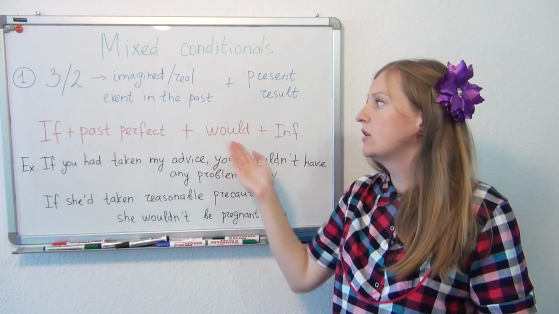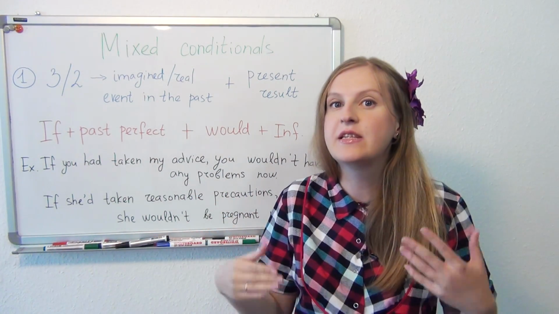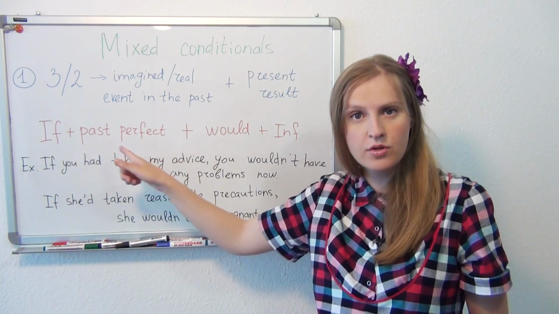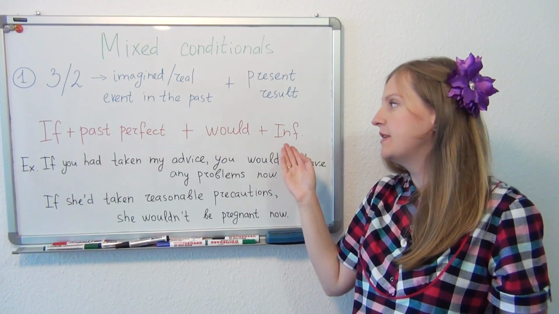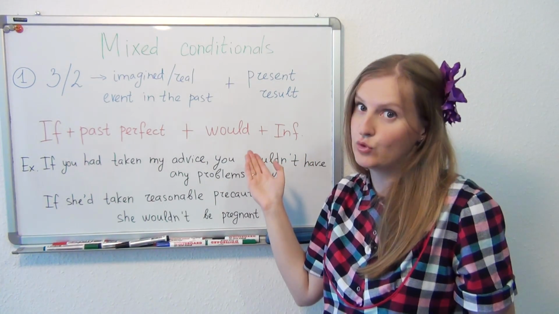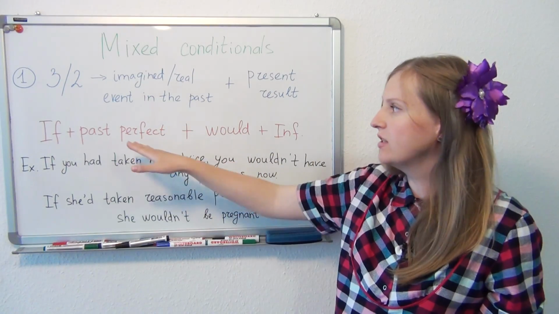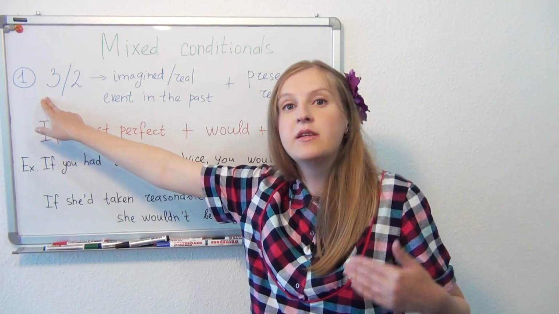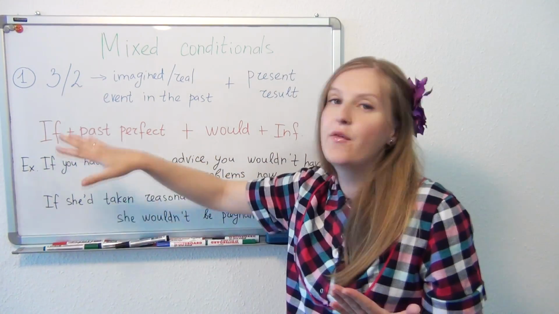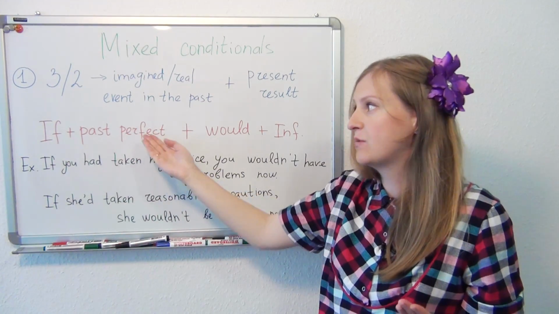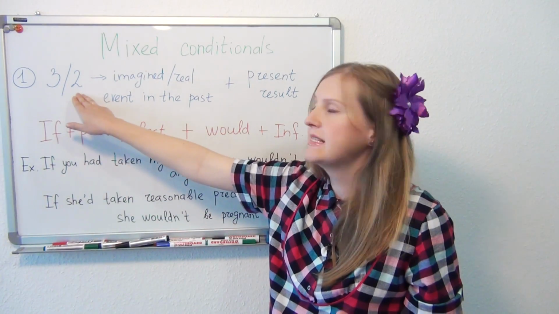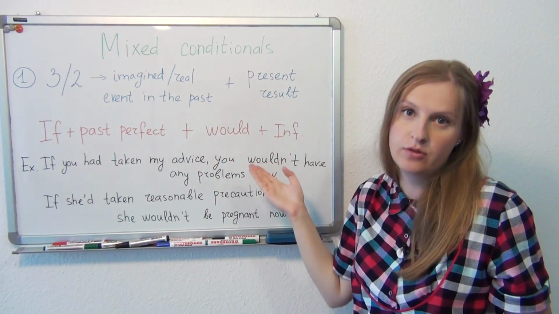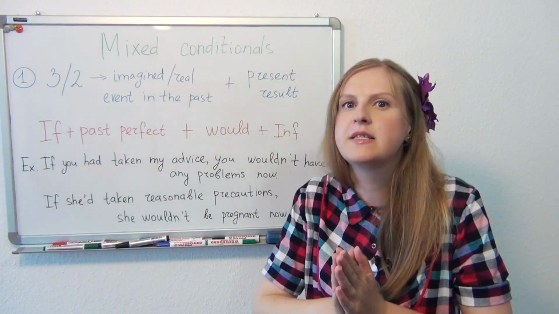Now, let's take a look at how this construction works, how it is formed. Here we are supposed to use past perfect in the if clause and would plus infinitive in the would clause. So actually it is quite logical because when we deal with number 3 conditional, we are supposed to use perfect forms. And that's why we use past perfect in the if clause. And when we use the second type of conditional in the would clause, this is how it looks. So let's take a look at a couple of examples.